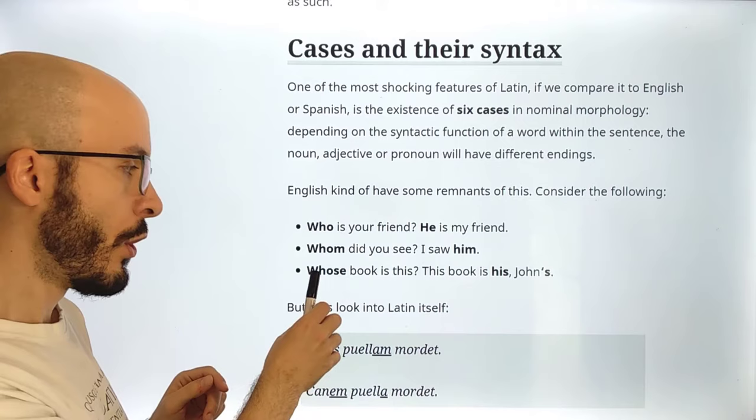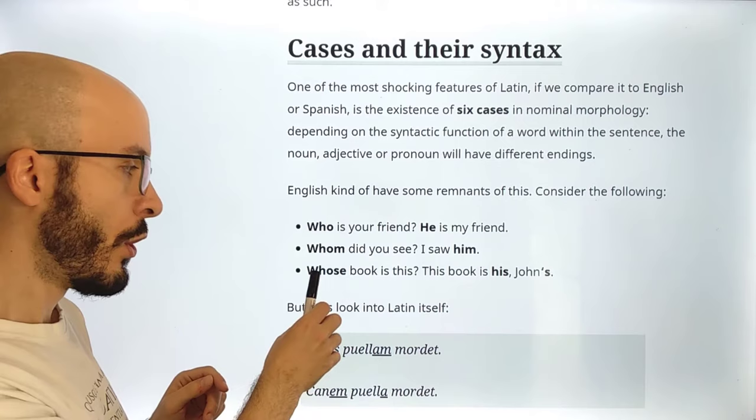Okay, so what do we see here? That depending on the syntactic function of each of these, we say who, whom, or whose. And here we say he, him, his. And also John's. So we see that, for example, here we have no ending because this is the subject. Here we have this M because this is the direct object. And here we have this S because this is the person something belongs to, okay? So we can see that English kind of has at least three cases: the case for the subject, for the object, and for possession. You will see that in Latin it's pretty much the same, but with six cases instead of three, okay? So let's look into Latin itself.